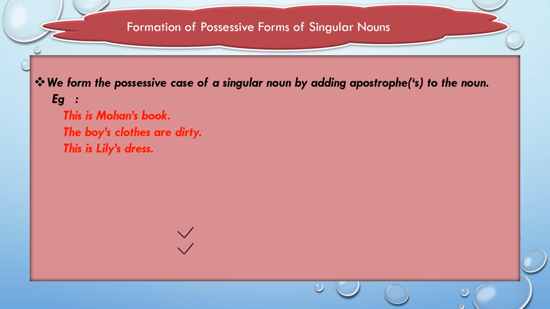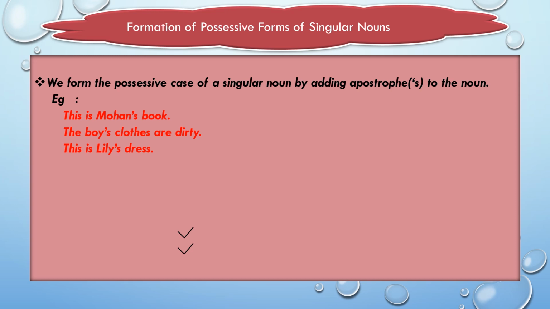Another example, the boy's clothes are dirty. The boy's clothes are dirty means a singular noun, one boy is there. That's why we have put apostrophe s to form the possessive case. One more example, this is Lily's dress. One Lily means one girl we are talking about whose name is Lily. So we have put apostrophe and s. So this is Lily apostrophe s dress. In this way, we will form the possessive case of a singular noun.